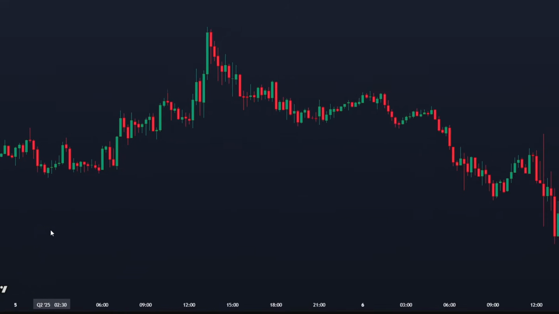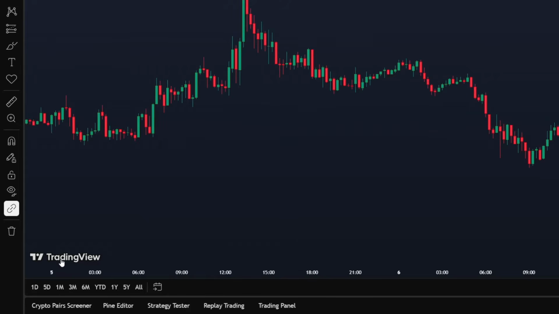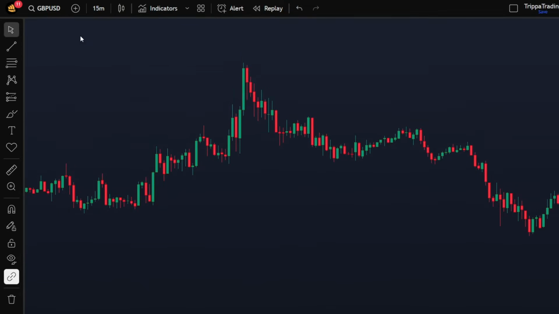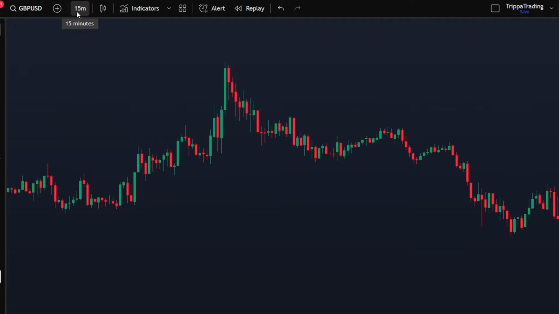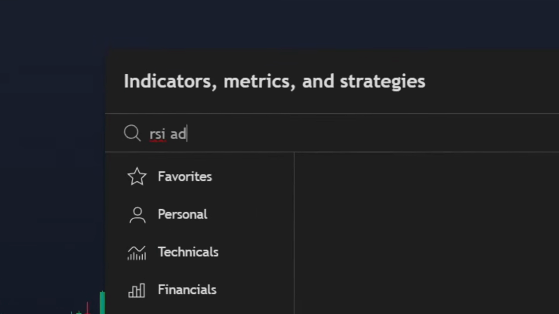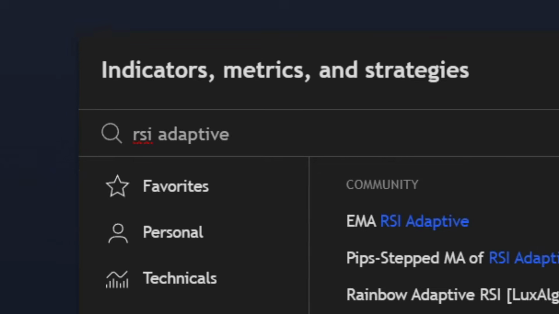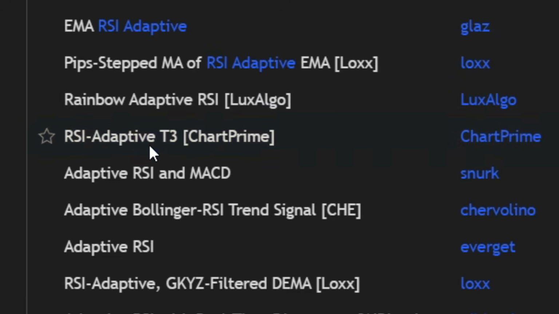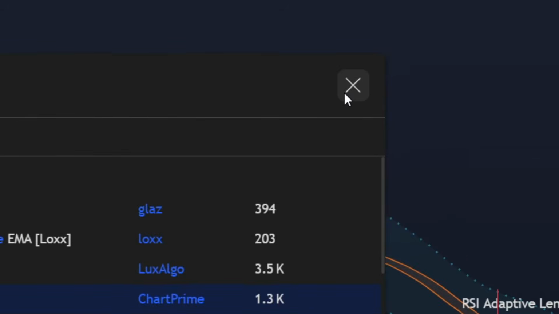Now, to add this indicator to your chart, just head over to TradingView. That's the platform I'm using. Open up the chart of any instrument you trade, whether that's crypto, Forex, stocks, any time frame works depending on your trading style. Now, click on Indicators at the top, and in here, search for RSI-Adaptive T3. After that, make sure to select the one made by ChartPrime. Once you click on it, it'll appear on your trading chart right away.